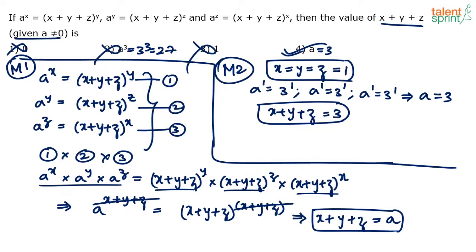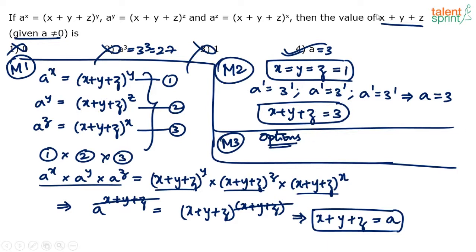There's one more method. I mean, if you don't want to substitute random values, let me give you the third method. Method 3. Go by options. Substitute options one after the other. See, what is he asking us to find out? What is the value of x plus y plus z? According to option 1, x plus y plus z equals to 0. Let me show this to you, right? You got to understand this very clearly. There are multiple ways of solving the question.